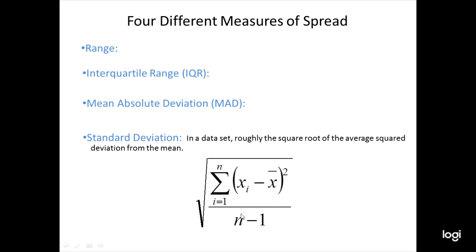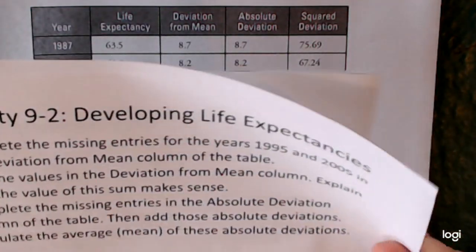And then we're going to divide not by the number of observations, but by one less than the number of observations. And we do that for various statistical reasons. But basically what we're doing is averaging the squared deviations from the mean here. And then to get back to our regular units, we take the square root of the whole thing, and that gives us our standard deviation. That's a lot of work, and it's a little hard to think about out of context. So we're going to look at an example. We're going to go back to our developing life expectancies example.